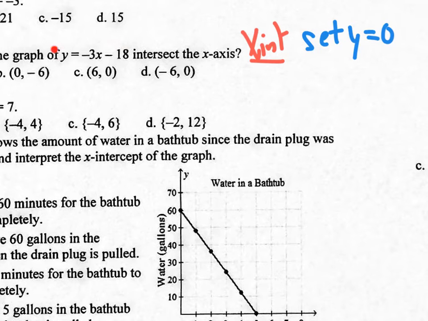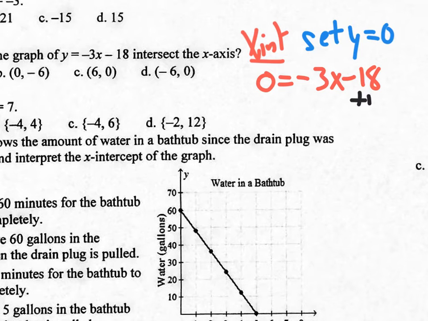So we have an equation here. How do you find the x-intercept? You set y equal to 0. Here's y. Let's put a 0 right there. So it's really going to read 0 equals negative 3x minus 18. And all you got to do is solve now.